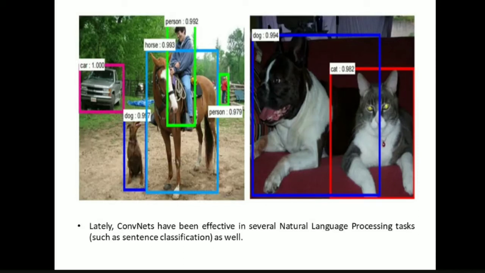Lately they have also observed that these convolutional neural networks are effective in natural language processing tasks, that is NLP tasks. Here these CNNs are able to do sentence classification also. So these are the different types of applications where we can employ convolutional neural networks. Okay, next.